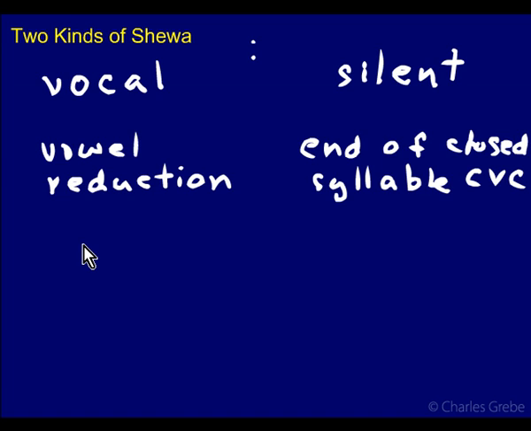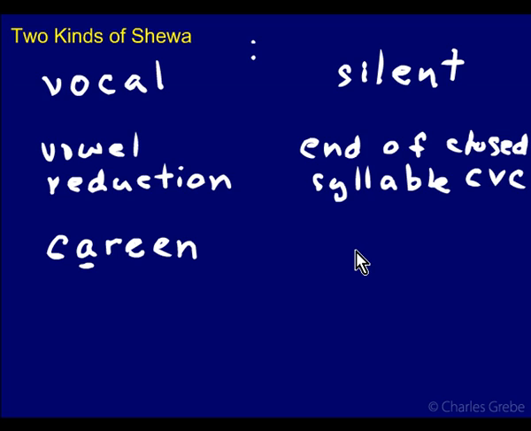A vocal Shewa is pronounced something like the letter A in the English word Kareen. So it's a very fleeting, short vowel, Kareen. It's almost not there, but it's there. It doesn't really sound much like an A vowel or an I vowel or an E vowel. It's fairly featureless, but it is there as something you pronounce.